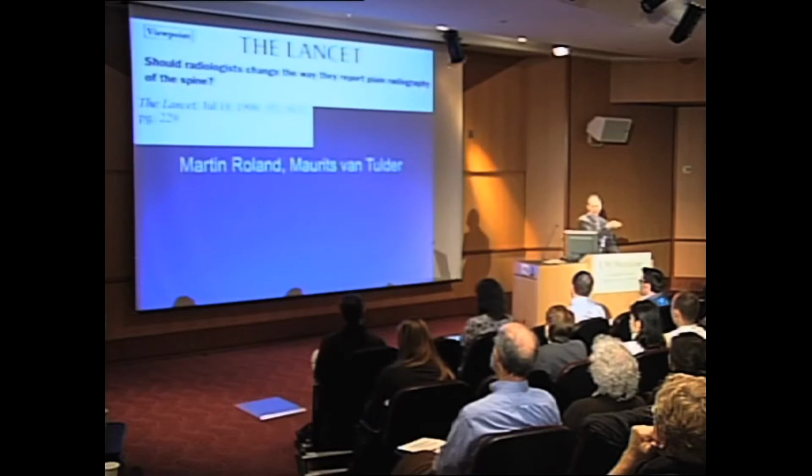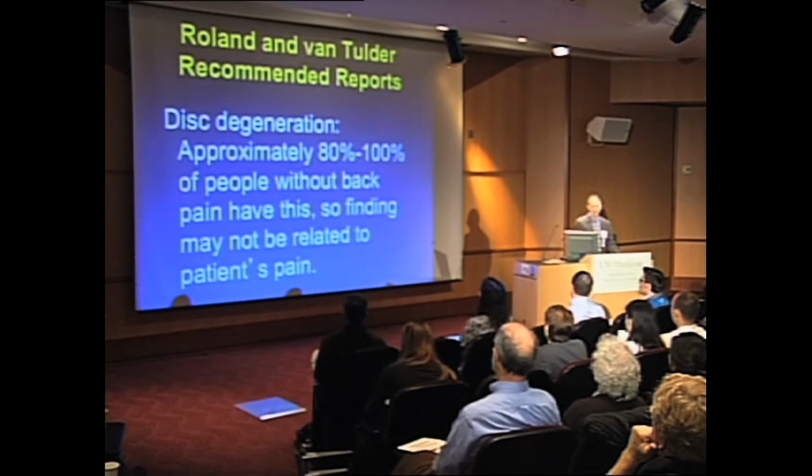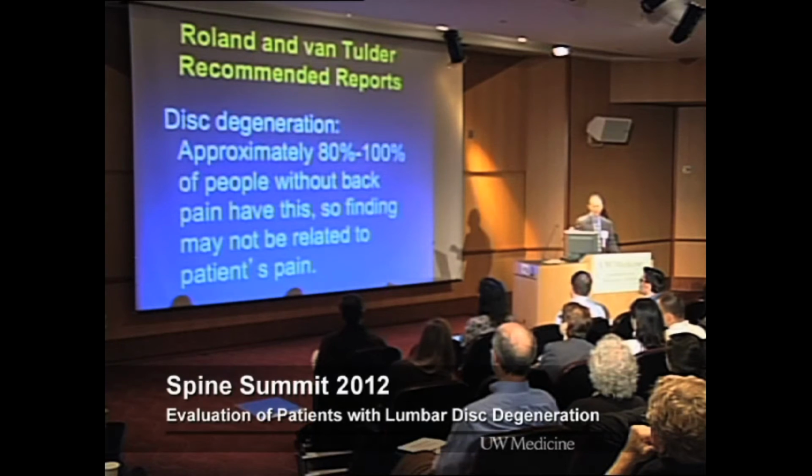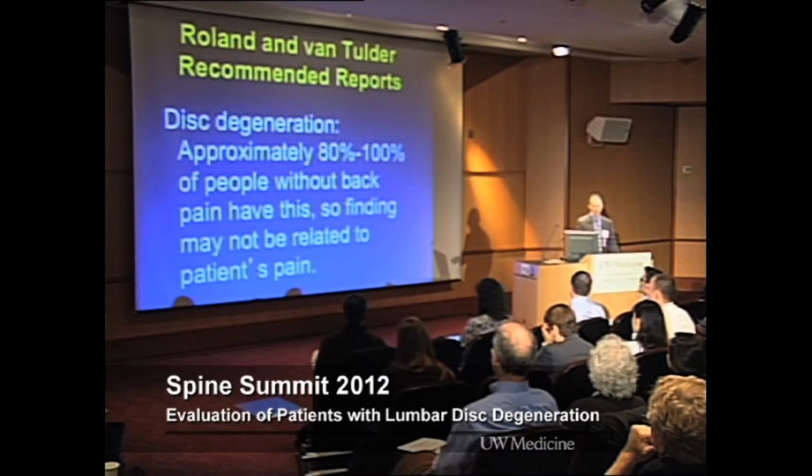Now, they were talking about plain radiography, but this also applies, I think, to really any imaging of the lumbar spine. And what they suggested was that one put into context the imaging findings by inserting into a standardized report this sort of verbiage. So at the end of the report, one states that 80 to 100% of people without back pain may have this finding, and so the finding may not be related to the patient's pain.